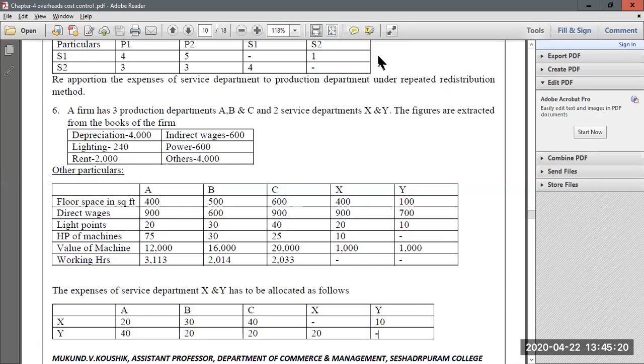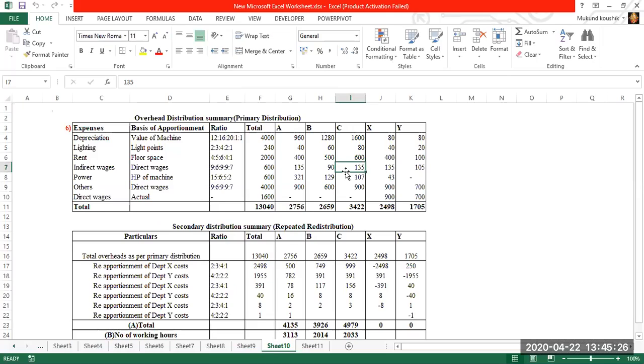Once you have understood the question, let us go to the solution part and understand how to solve this problem. As I told you, in this problem they have given expenses and not directly given the total overheads as per primary distribution, so we have to do the primary distribution and find the total. The first item of expenses is depreciation and the basis of apportionment is value of machine. For lighting, it will be number of light points. If they don't give number of light points, it will be floor area or floor space. For rent, it will again be floor space.